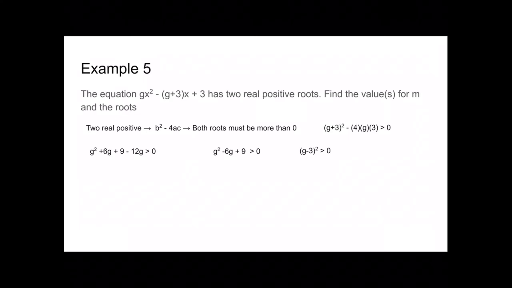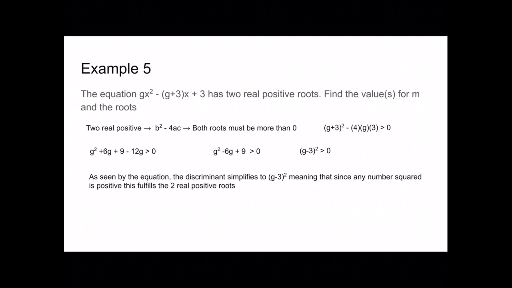Alright, so the thing you can immediately see here is, remember what I was saying, that any number squared must be positive? That means any value for g will make it positive, because it doesn't matter what g is, if it's squared, it will be positive. So therefore, your requirements are met. Okay, so as seen in the equation, the discriminant simplifies to g minus 3 whole squared, meaning that since any number squared is positive, this fulfills the two real positive roots.